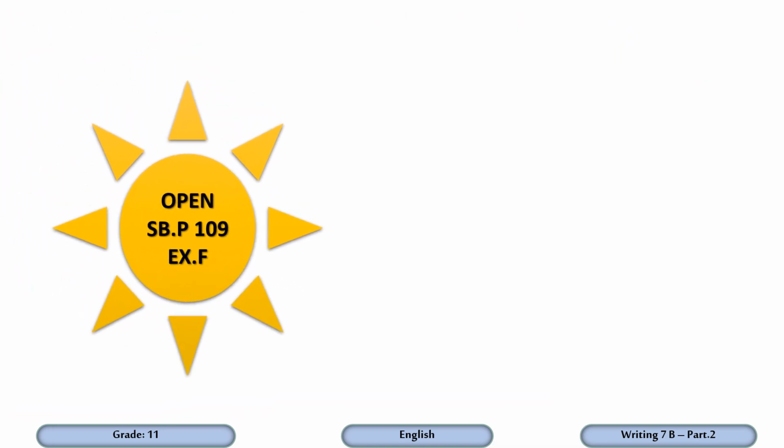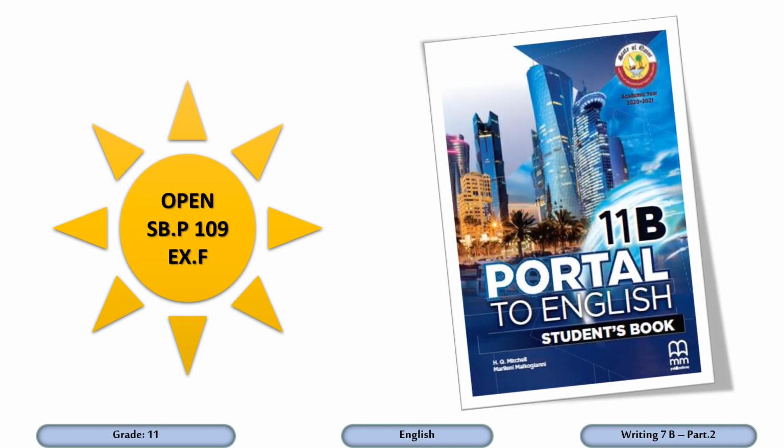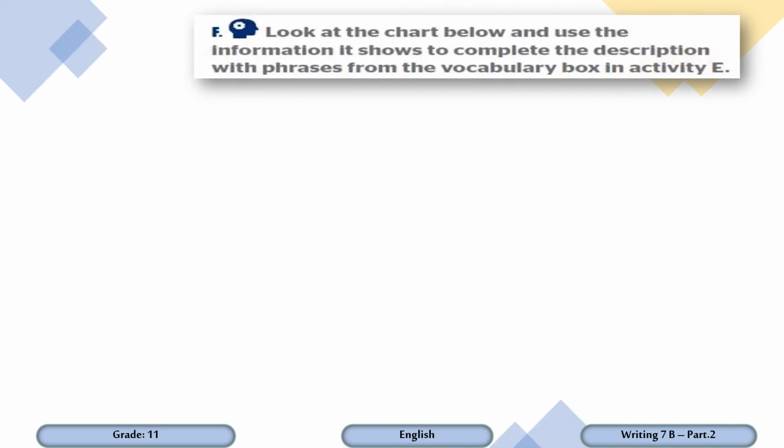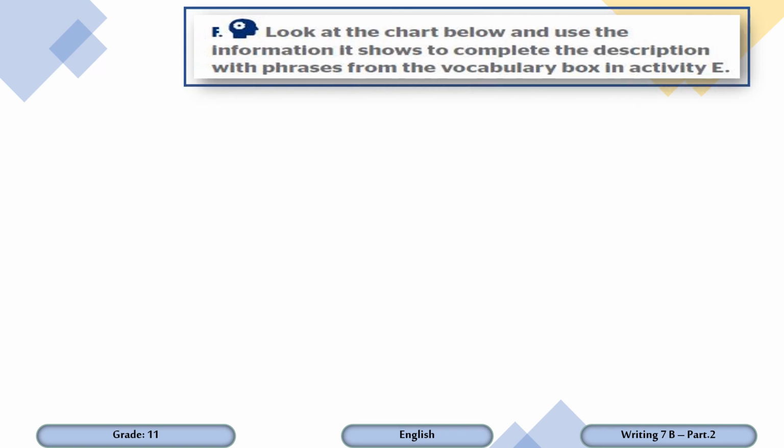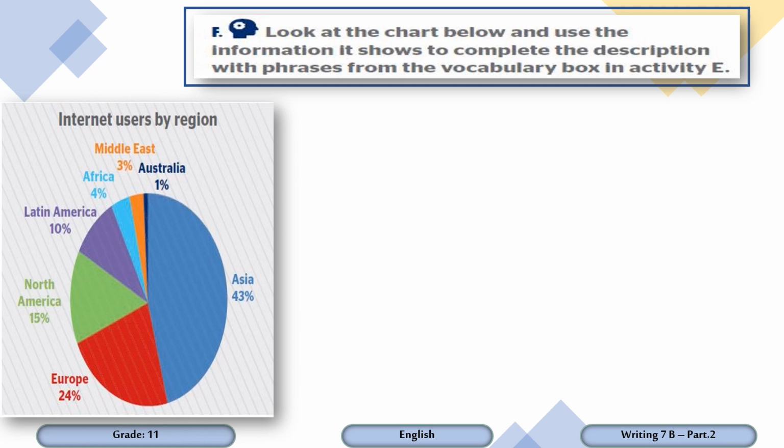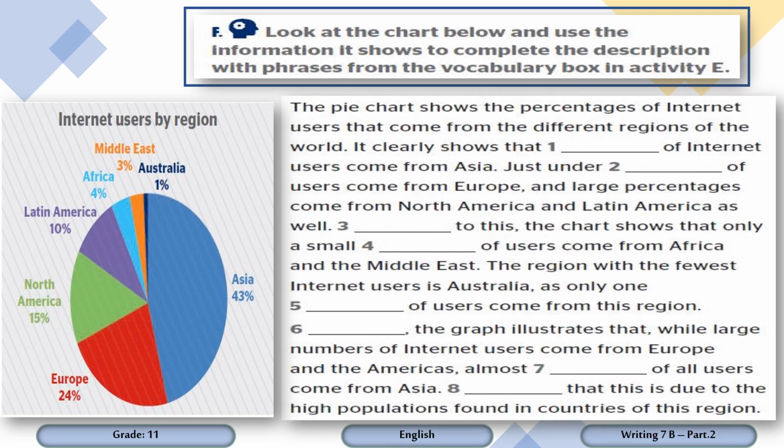Now let's open students' books on page 109, exercise F. Dear students, what you simply need to do in this exercise is to try to make use of the information in the pie chart in order to complete the description. Try to make use of the vocabulary books in activity E in order to help you to complete this description. Please pause the video for some time. Try to get your answers ready. After that, play the video again in order to check your answers.